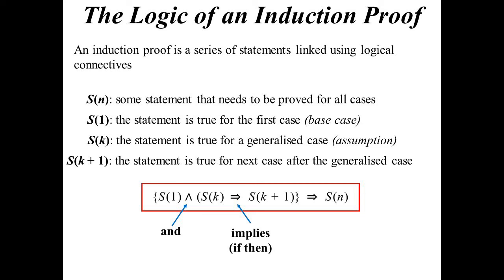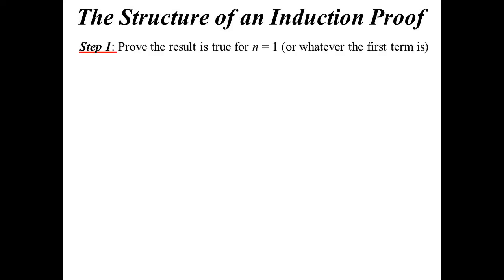So the actual structure of the proof then. So the first thing, by the way, you don't have to write down step 1, step 2, step 3. I've seen people do it, but you don't need to. But the first thing you're going to try and do then is that base case. Let's prove that to be true, because that's one of the things we need in our proof. So n equals 1, or whatever the first case happens to be.